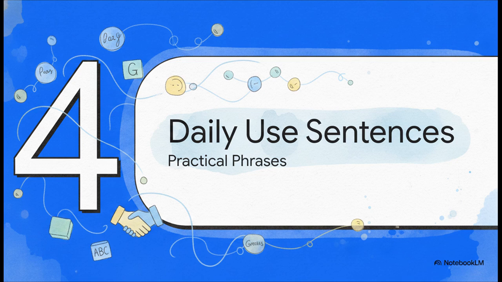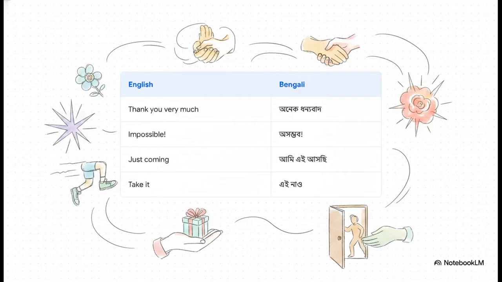Okay, Section 4, daily use sentences. Let's take all of those building blocks we just talked about and actually string them together. Here are some short, punchy translations that you can literally start using in your conversations today. Thank you very much translates to unek tanyavad. If you're shocked by something, impossible is ashumvovo. If someone calls for you from the other room, just coming is ami e ashji. And to simply hand something over, take it, is just no. Short, sweet, and instantly applicable.